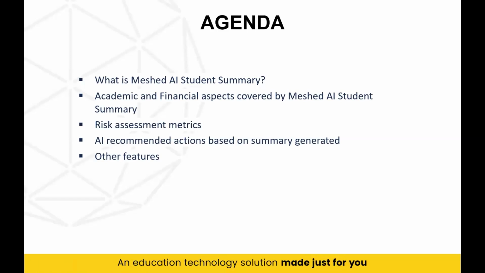There are certain metrics used by MEST AI. MEST AI uses them to assess the risk of a student in academic or financial aspects, and I will go through them as well. MEST AI also gives you recommendations to take action on students' performances for academic and financial aspects, and I will go through that too. I will also cover what other features are under MEST AI student summary. There's not a lot, so I will try to be quite brief.